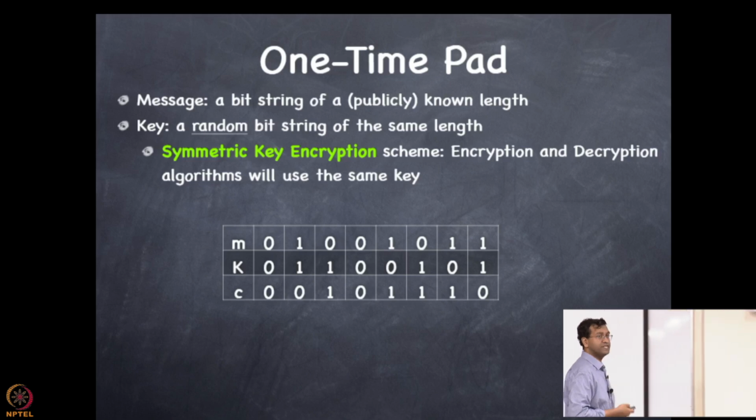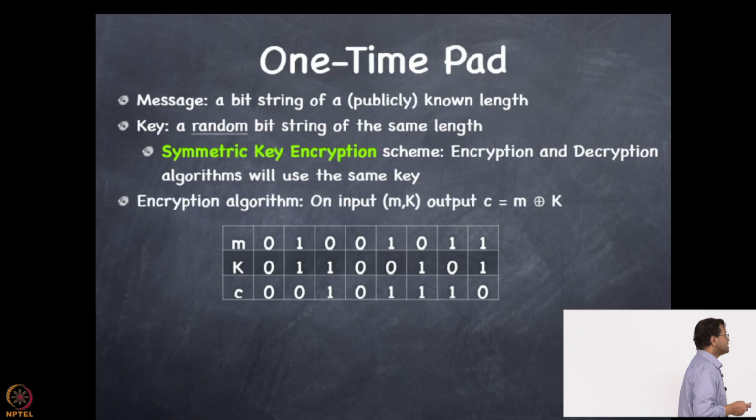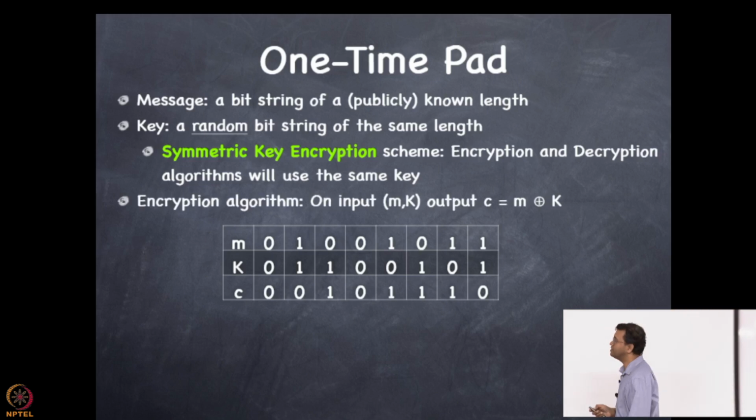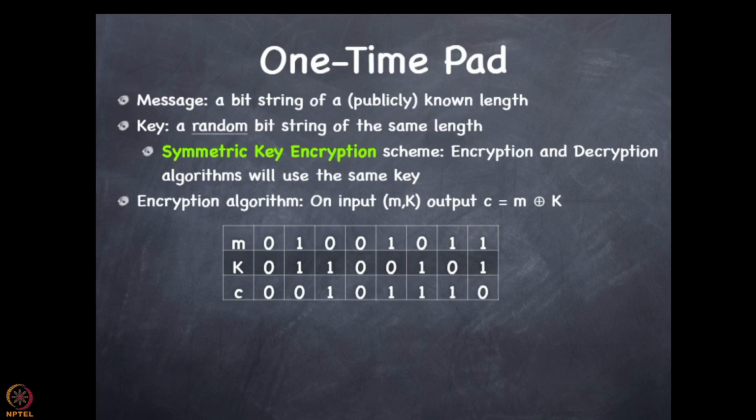So that means encryption and decryption algorithms will use the same key. And the encryption algorithm for the one-time pad is the following. Take any message. There is nothing like the message is random or anything. It's an arbitrary message, a bit string.